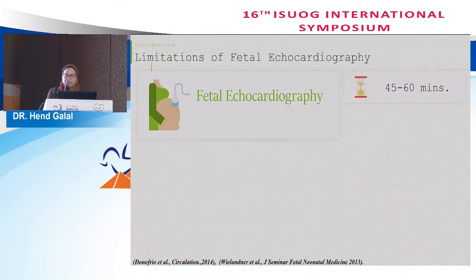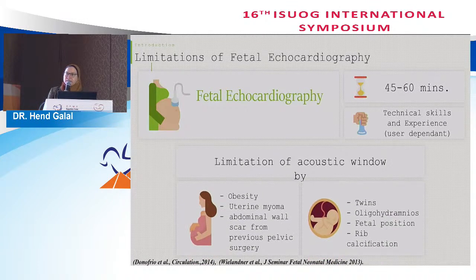However, there are some limitations of fetal echo: it is time consuming, from 45 to 60 minutes, and requires technical skills. It is user dependent because it depends on the experience of the doctor, and it has maternal limitations in the form of maternal obesity, myoma, previous pelvic scar, or myoma in the scar. Also, the fetal limitations are twins, oligo and polyhydramnios, fetal position and calcification.